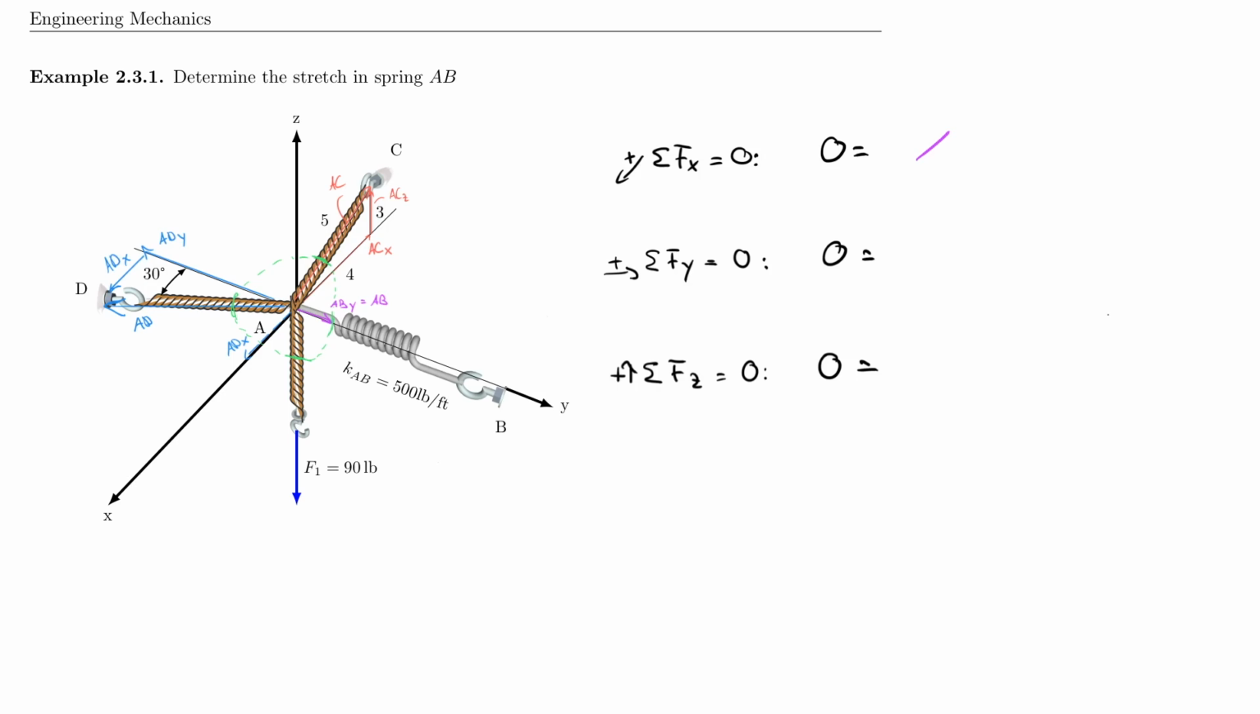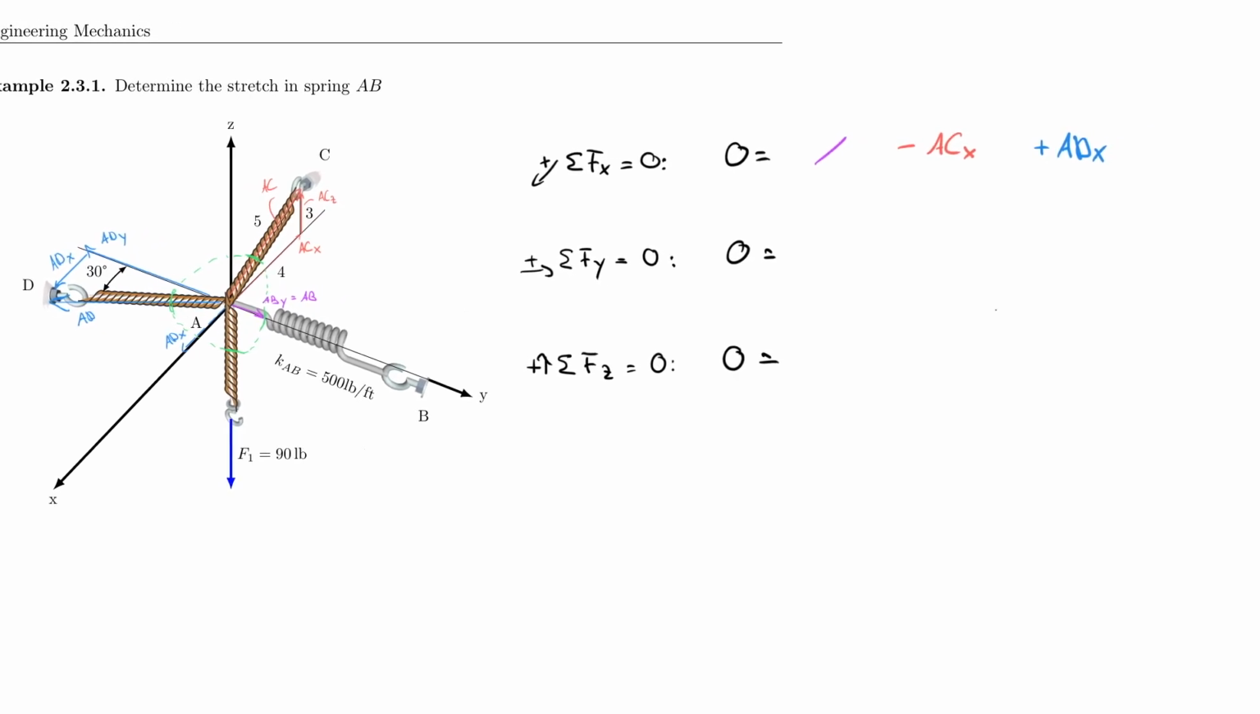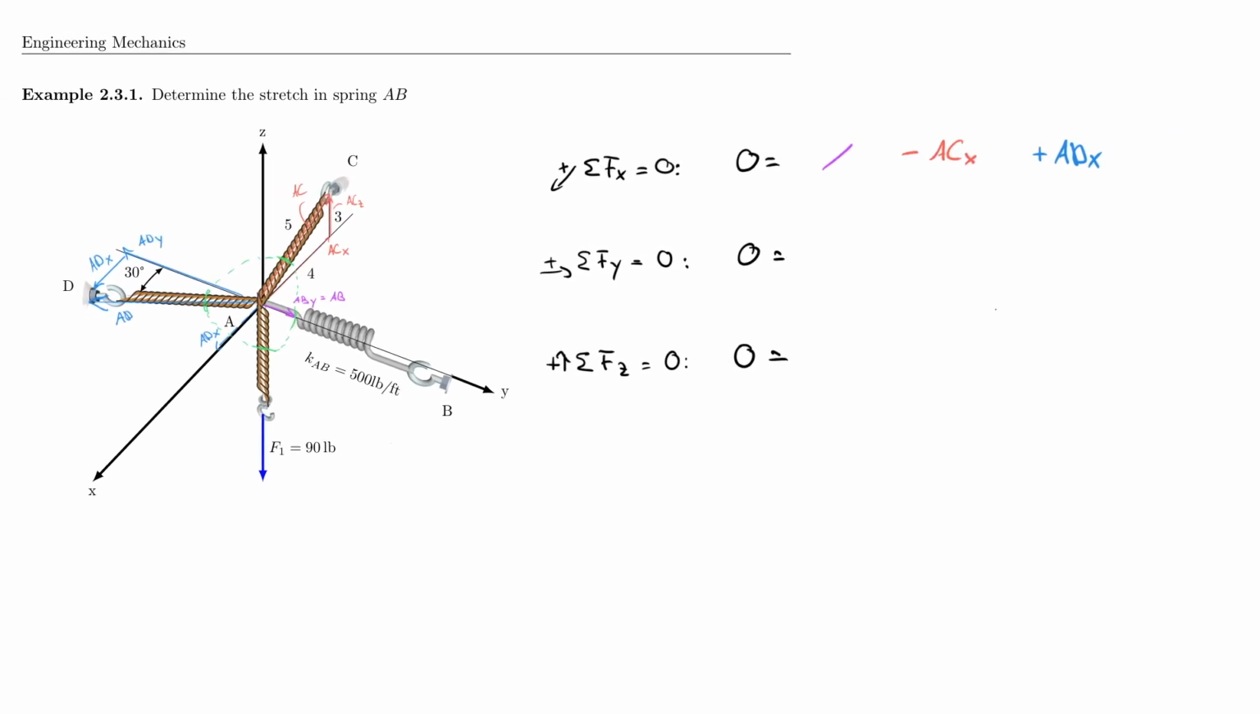And then next is AC. And AC happens to be in the negative direction, so minus ACX. And then last but not least, ADX. And that is positive, right? So plus ADX. And of course, there's nothing actually in the negative direction. So I don't have to worry about that.